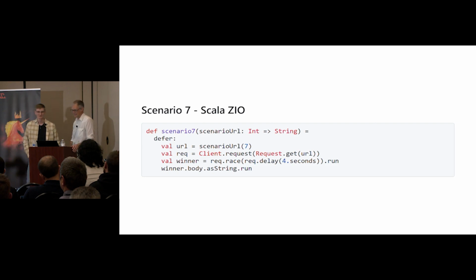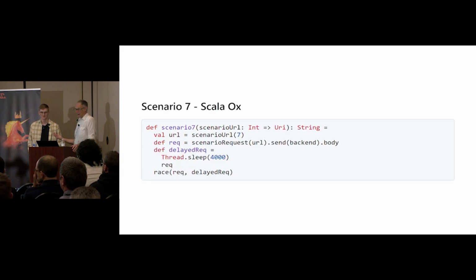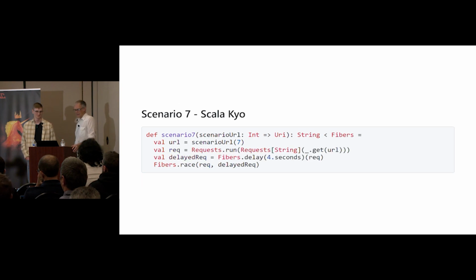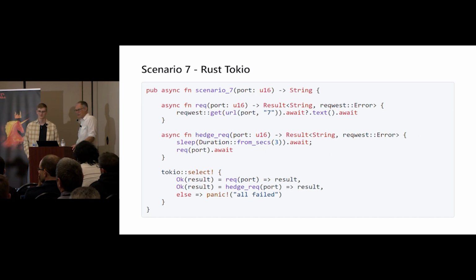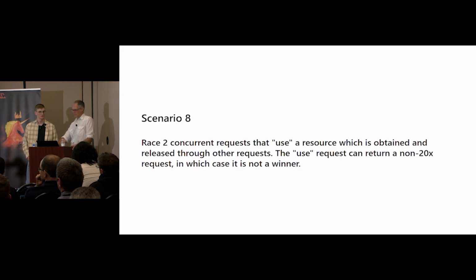Yeah, interesting. Okay, in Ox, because we're on virtual threads, we can just Thread.sleep a request, and that's our way to do a delay. Pretty straightforward. And then Kyo, similar to Zio, we can do a Fiber.delay on an effect. Easy. Java, Thread.sleep. And then with Rust Tokio, sleep, basically. And so all pretty straightforward to do the hedge. Yeah, anything else to say on hedging? Okay, we got a couple more to get through.